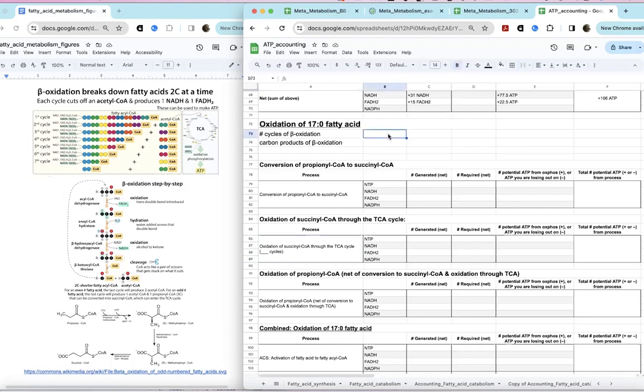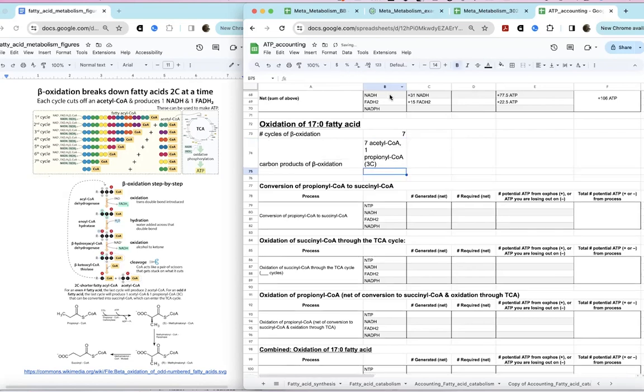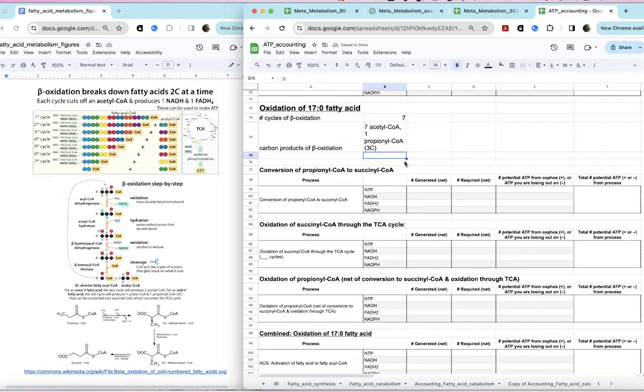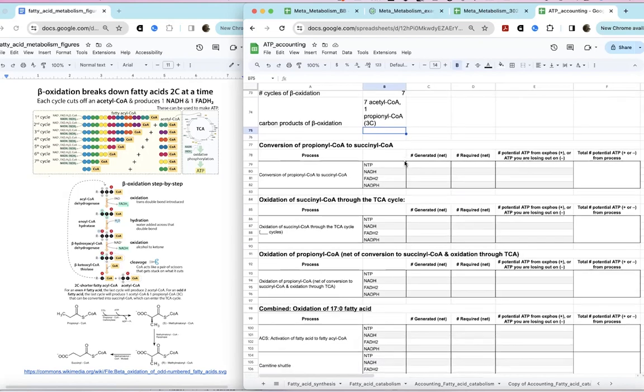So you might say, okay, well, why don't you do 8 and then be left with 1 carbon? Well, that's not what we're going to do. That's not what your body does. Instead, your body does it where you cut and you have a 2 and a 3. So our carbon products of oxidation are going to be, we have our 7 acetyl-CoA, and we're going to have our 1 propionyl-CoA. So remember, that is going to be our 3 carbon. Okay, so now that we have this, we're going to need to consider what we're going to do with that 3 carbon. We'll come back and deal with the acetyl-CoAs, but we know how to deal with the acetyl-CoAs.